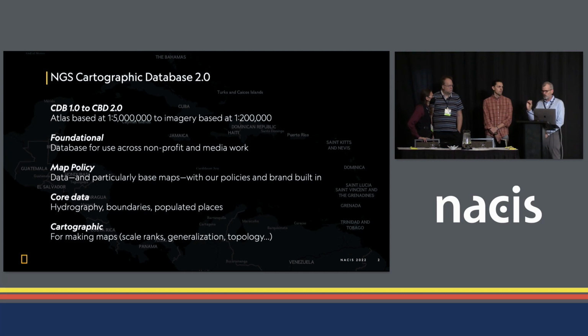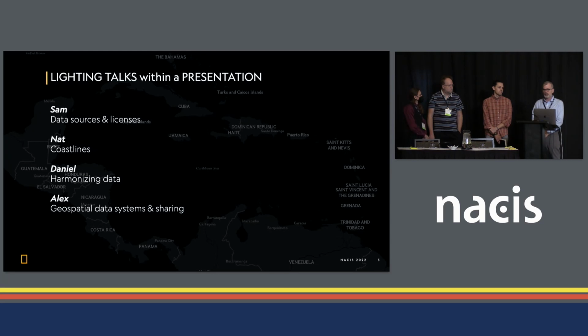And another focus all along is that this is a cartographic database as well as a geospatial database. So it needed to work really well for cartography. So that's a little prelude. And we're going to have Sam talking about some of those data sources that we used. Nat's going to talk about compiling coastlines at a large scale, 1 to 200,000, which is a particular challenge. And then Daniel's going to be our harmonizer, talking about harmonizing data. And then I'll have a few last thoughts.